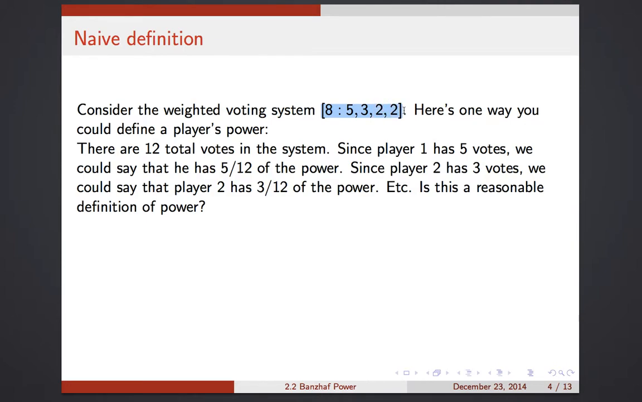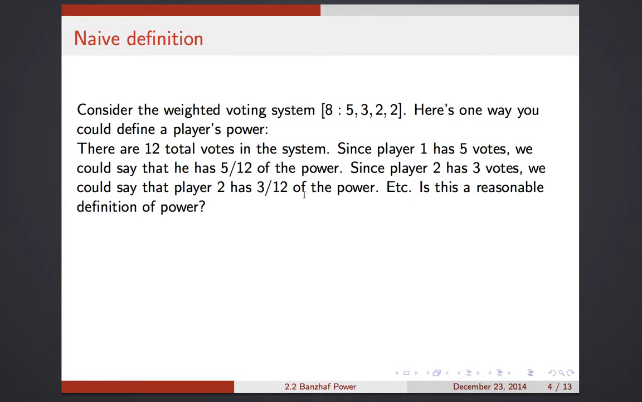Think about this example. Quota is 8. There are 4 players. Player 1 has 5 votes, player 2 has 3 votes, player 3 has 2 votes, and player 4 has 2 votes. Here's one way you could think about a player's power. You could say to yourself, okay, there's 5 plus 3 plus 2 plus 2 equals 12 total votes in the system. Okay, there are 12 total votes on the table. Player 1 has 5 of those votes, so it stands to reason that he has 5/12 of the power. Player 2 has 3 of those votes, so it stands to reason that he has 3/12 of the power, and so on. This is certainly a reasonable thing to do, I suppose.